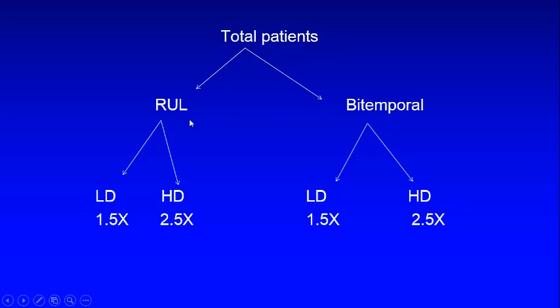And so in this particular study, what we're doing is we're titrating people. You find out the seizure threshold, and then on the second treatment, in the low dose group, you've got 1.5 times seizure threshold. And in the higher dose group, you go to 2.5 times seizure threshold. And you do the same thing for the bitemporal placement. You've got low dose and higher dose.